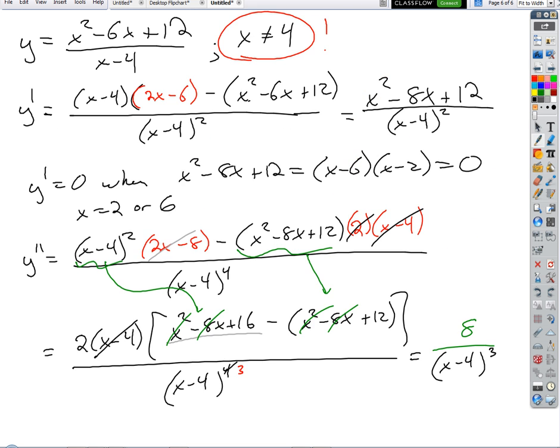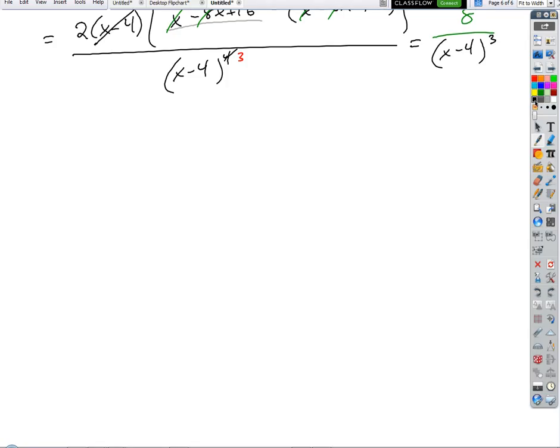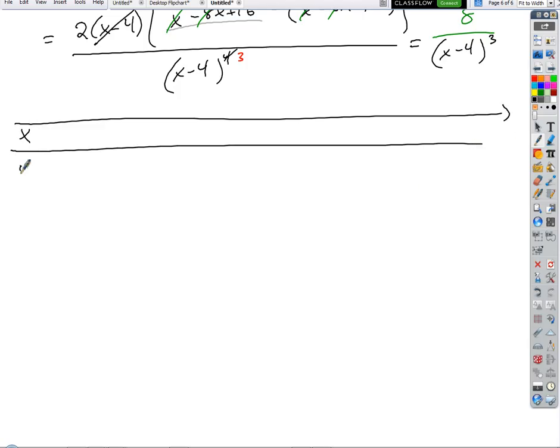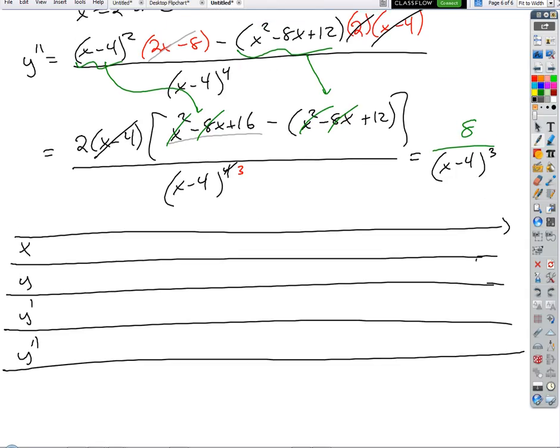Okay, so now what's really cool about this is we get to make a table out of this, and our table is going to include everything that we did. Okay, so x, y prime, y double prime. Okay, so we'll start off with our domain, right? Our domain goes from negative infinity to infinity.